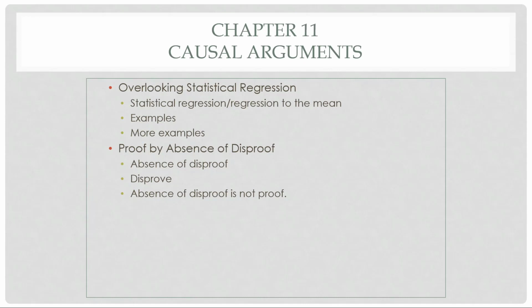Next, the proof by absence of disproof. Now, this is something we looked at earlier when we talked about the appeal to ignorance, and the idea is this. It's sometimes claimed that the absence of disproof for a causal hypothesis increases the likelihood that the hypothesis is true. That is to say, that there's not evidence against it, so that counts as evidence for it.